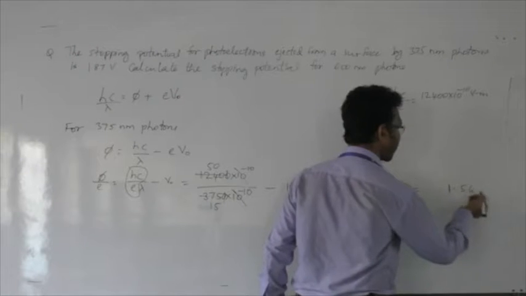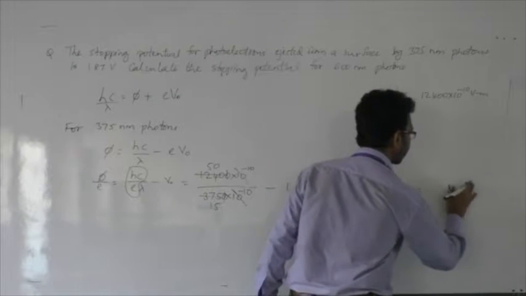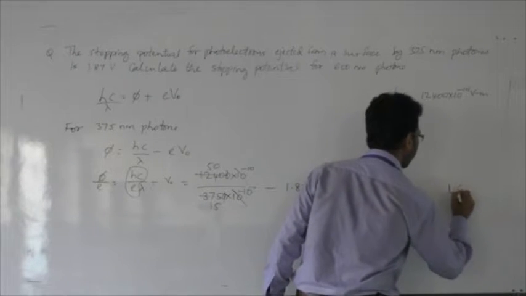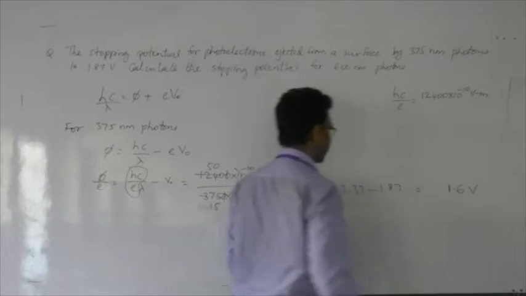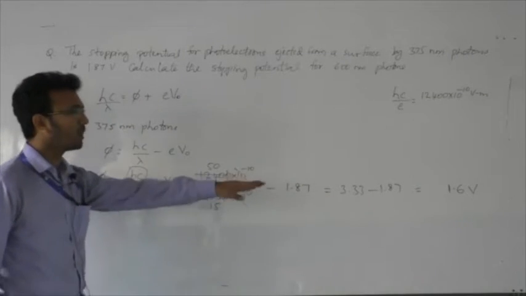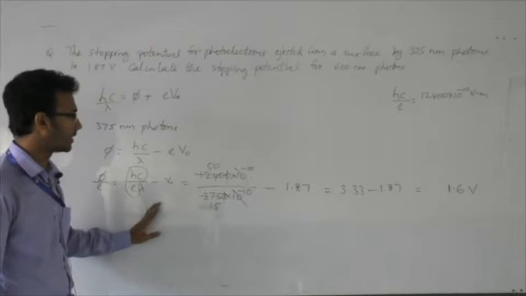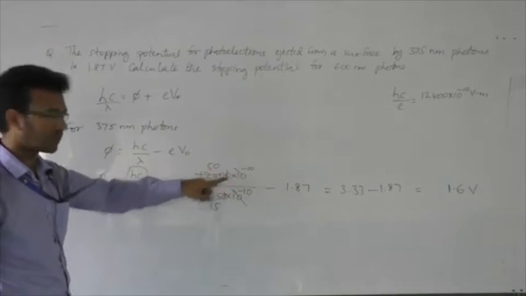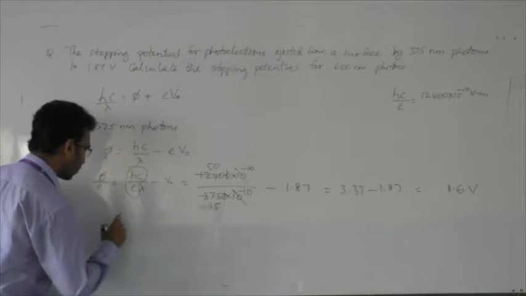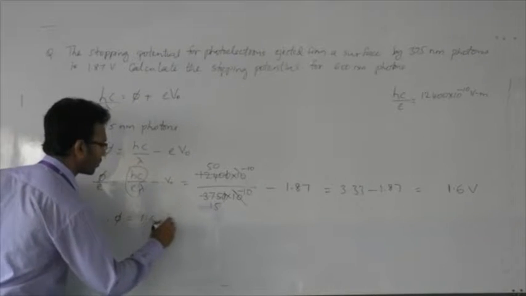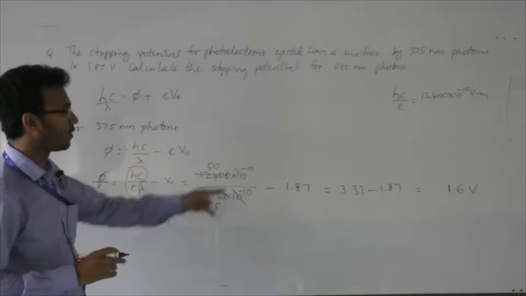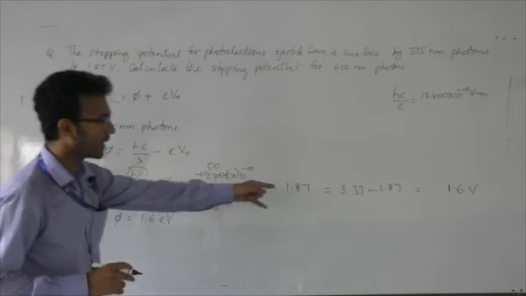1.5 will be around 1.5 or 1.6. Let's take it more closely: 1.6 volts. Because we are doing some approximations, it will be roughly around 1.6 volts. So phi by E is 1.6 volts. Therefore, phi will be 1.6 electron volts. Let's check again.